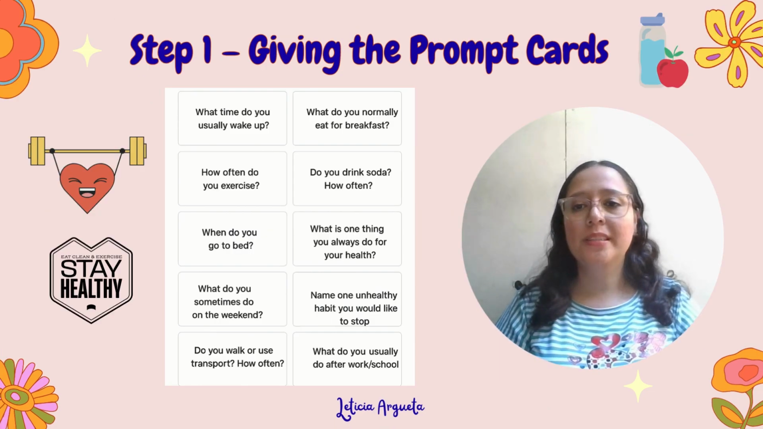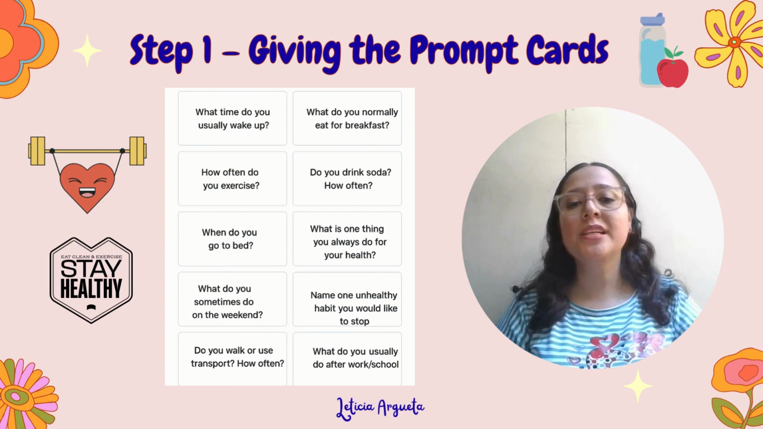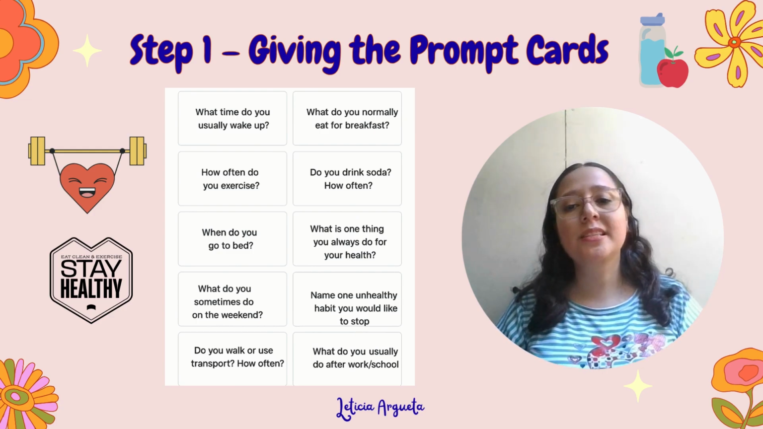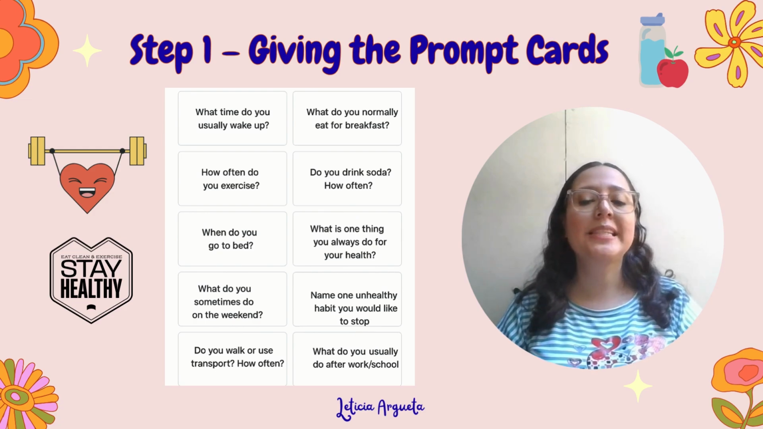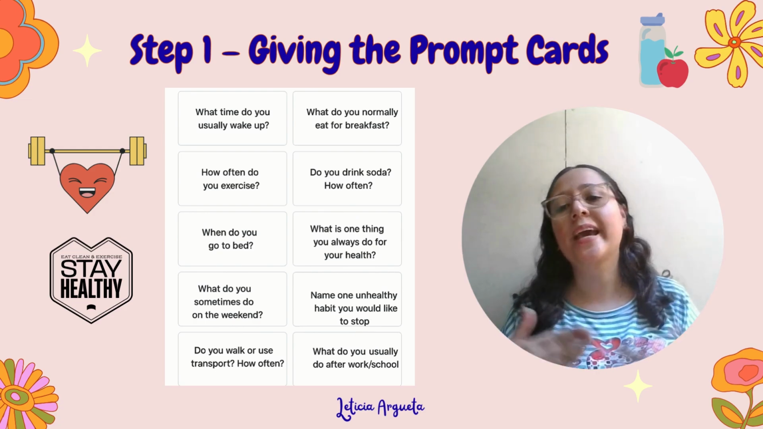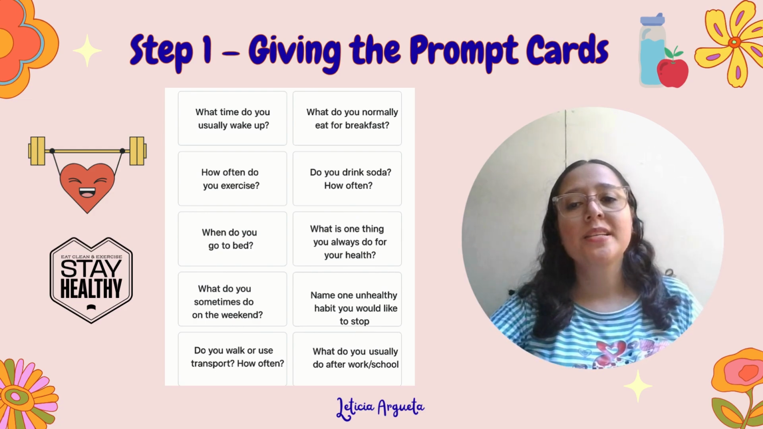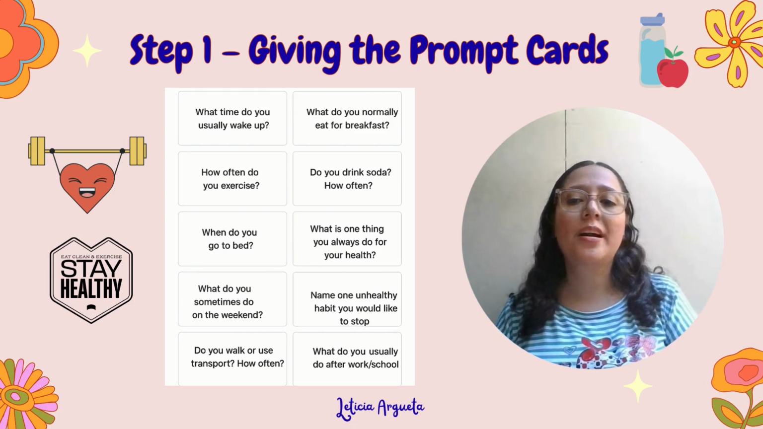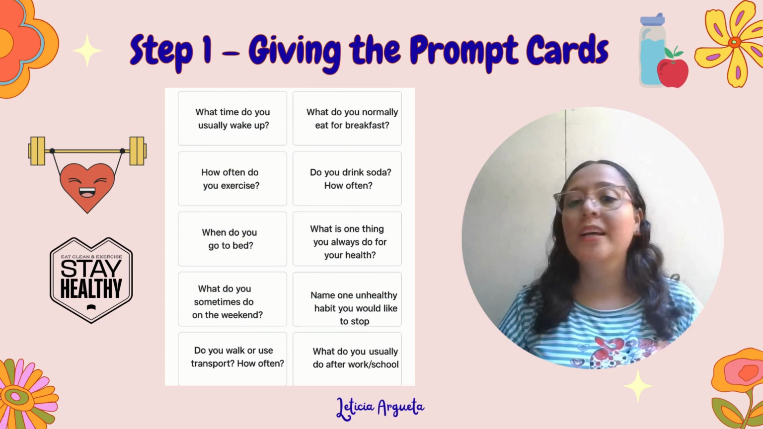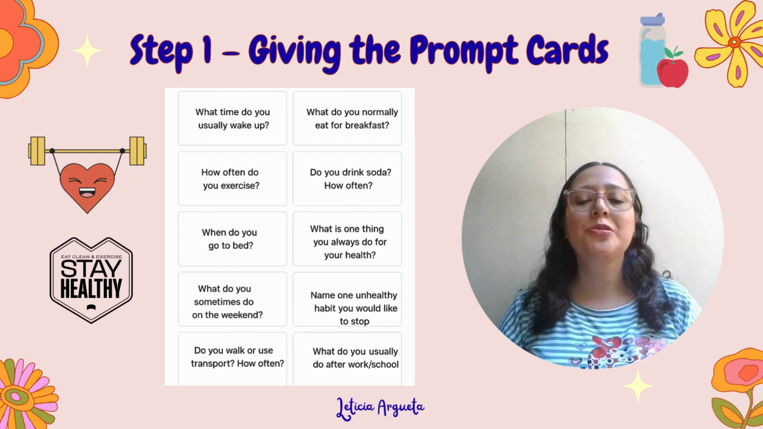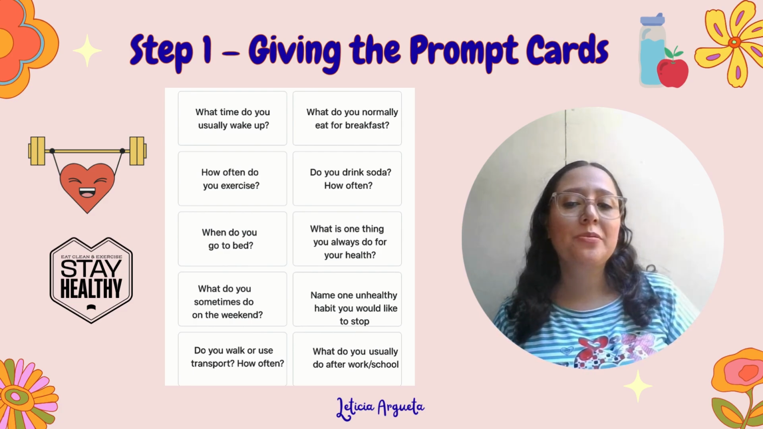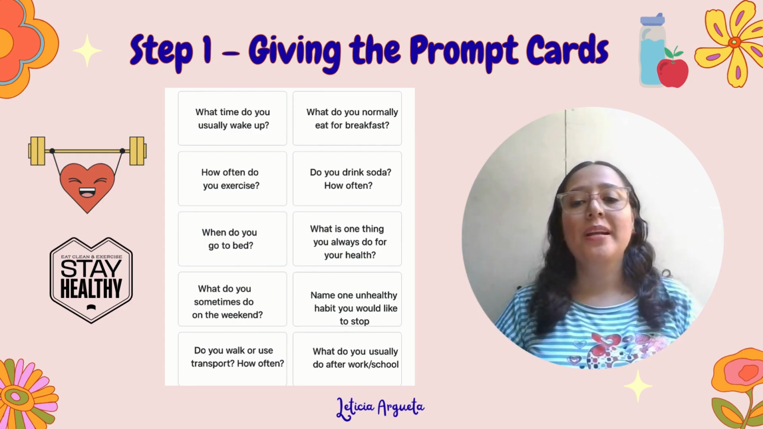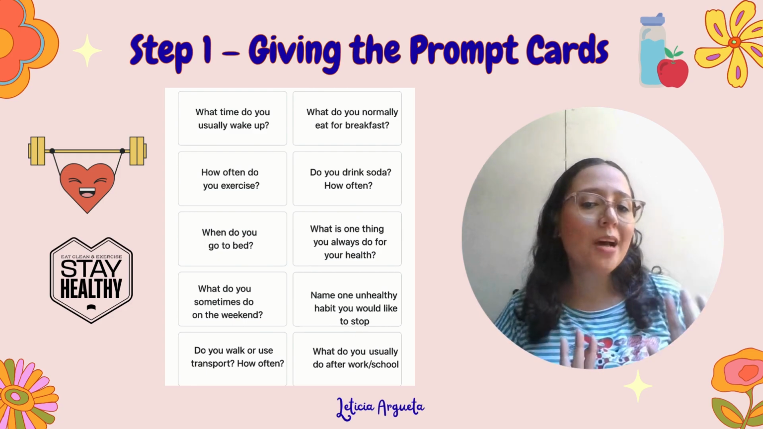Giving the prompt cards. The first step of the activity is to give each student 3 prompt cards. This card includes simple and clear questions related to daily routines and healthy habits. The questions are written in basic English so that A2 students can understand them easily. Some examples of the prompt cards are: How often do you exercise? Do you drink soda? What time do you wake up? How often do you eat vegetables? What do you usually do after work or school? What is an unhealthy habit you want to stop?